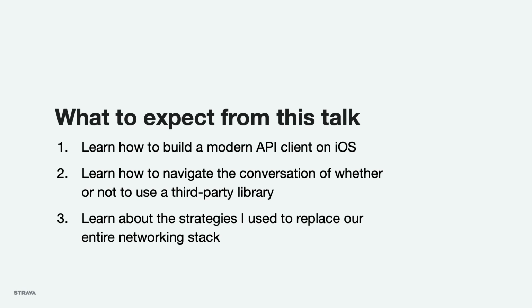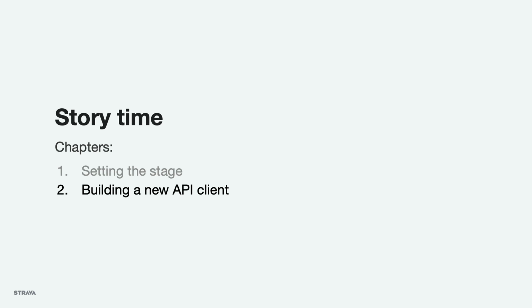I've learned that storytelling is a great form of communication, so the rest of this talk is just going to be a story over the past year of how I've done these things. So hopefully you'll learn these 3 things. Well, let's get to it. There's 3 parts to my story. The first, a little bit of history about Strava, a little bit of history about networking on iOS. Second bit is a deep dive into how I approached building this new API client with a little bit of touching on what the actual code looks like. And then the last part is all about how I went about replacing our network stack over the past year.